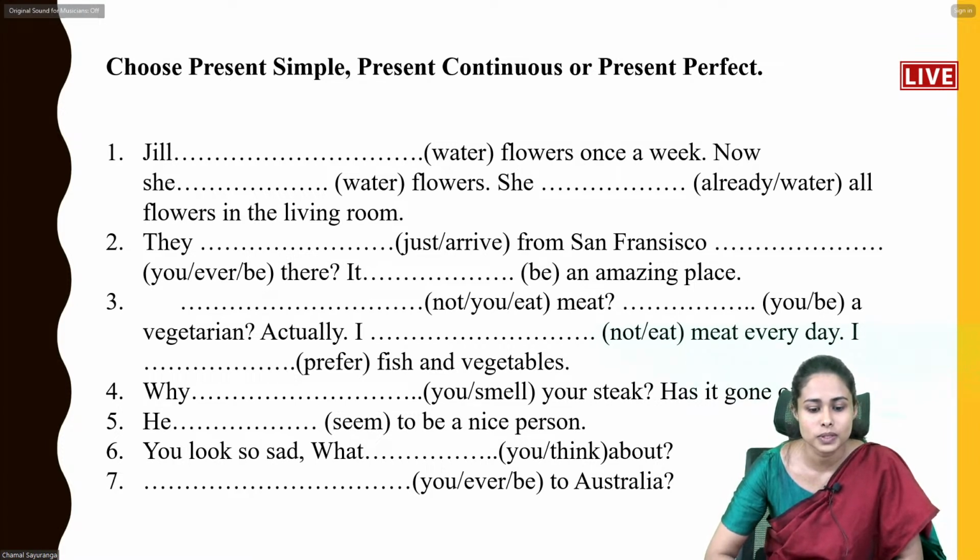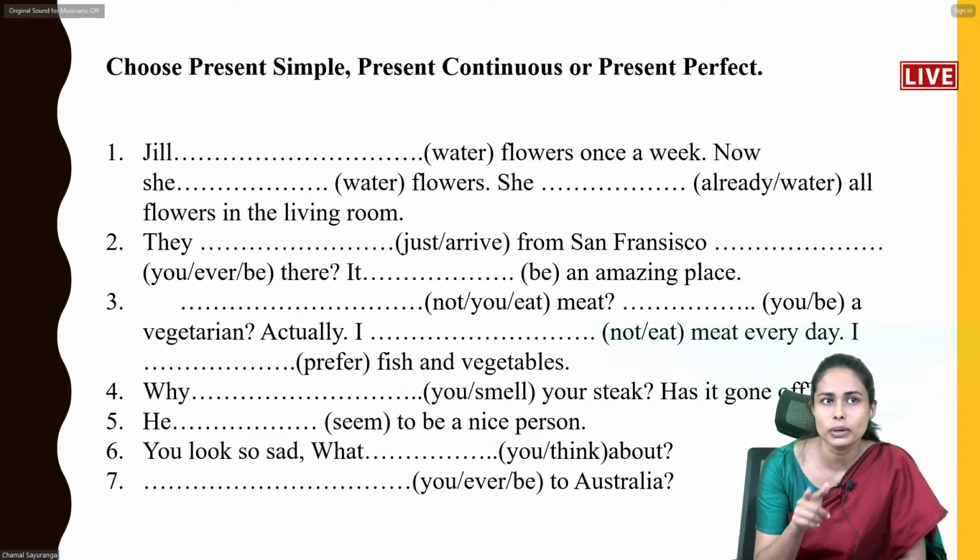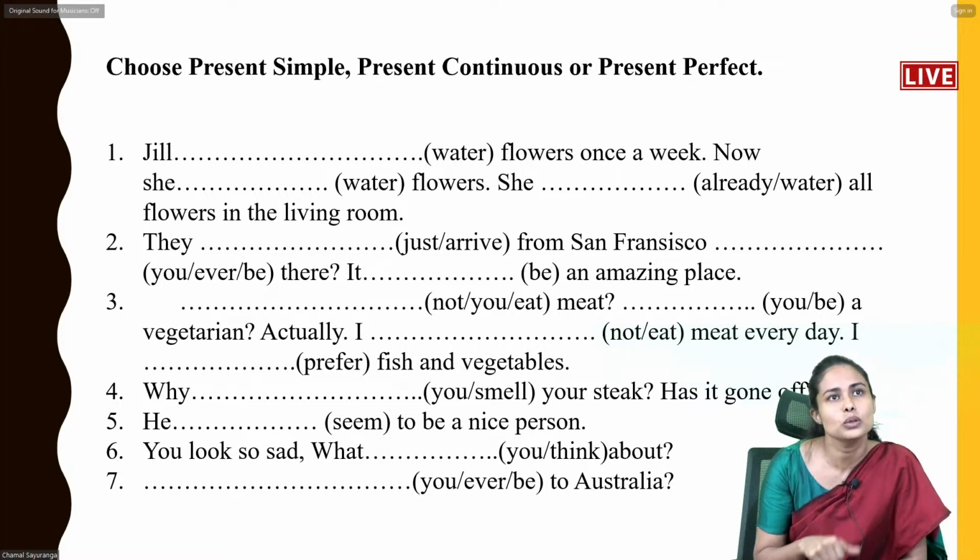You look so sad. What are you thinking about? Very good. You look so sad. Now here I am telling that you look so sad at the moment. Then we can ask the question using present continuous tense, because I am telling that you look so sad. Then we can ask what are you thinking about, right? Present continuous.